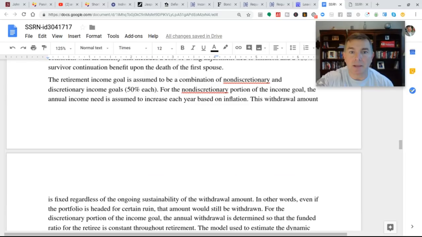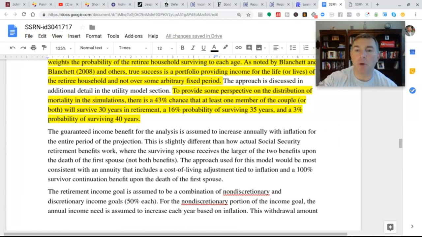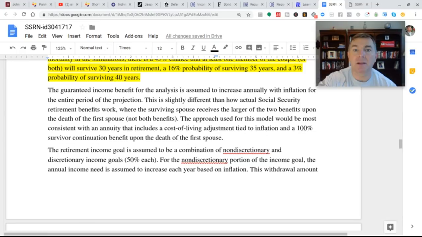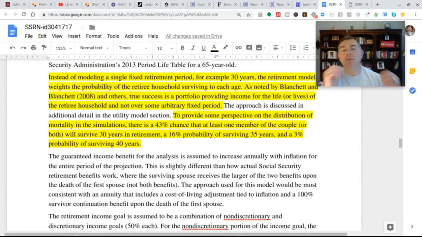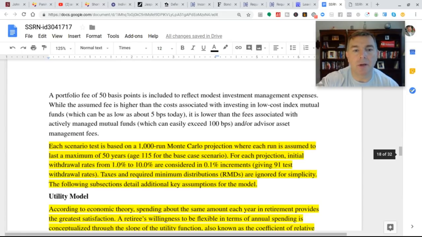To provide some perspective on the distribution of mortality in the simulations, there is a 43% chance that at least one member of the couple will survive 30 years in retirement, a 16% probability of surviving 30 years, and a 3% probability of surviving 40. So that's what we're trying to say. We're saying, what's the likelihood of this happening, and how do we use that for our current allocation for a 65-year-old couple today? All right, so let's keep going because lots going on here.